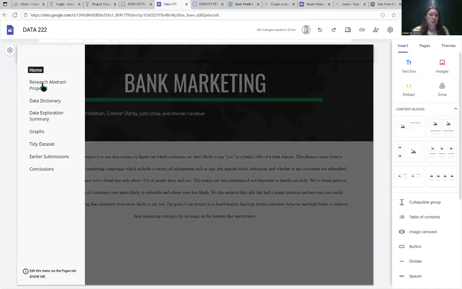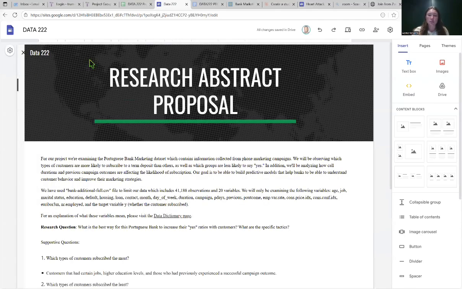So first, we're going to look at our research abstract proposal. Now, here we want to explain the purpose of our project. We just wanted to be able to determine which types of customers were more likely to subscribe to a term deposit than others at our Portuguese bank. In order to do this, we limited our data set to 17 variables. Our workflow included cleaning the data, exploring the relationships visually using lots of graphs, and then we were able to run these models such as the CART and random forest models, and then we were able to interpret our results from there.